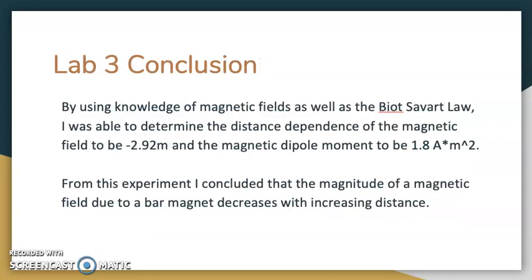In conclusion, by using knowledge of magnetic fields as well as the Biot-Savart law, I was able to determine the distance dependence of the magnetic field to be negative 2.92 meters and the magnetic dipole moment to be 1.8 amperes times meter squared. From this experiment, I concluded that the magnitude of a magnetic field due to a bar magnet decreases with increasing distance.